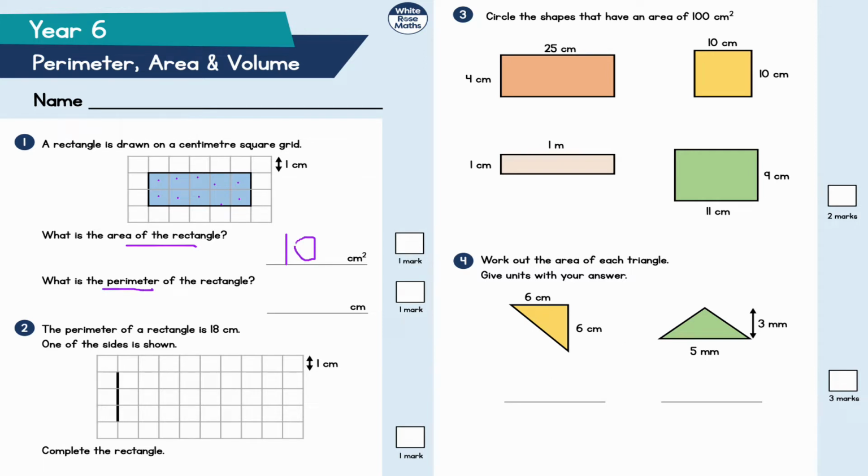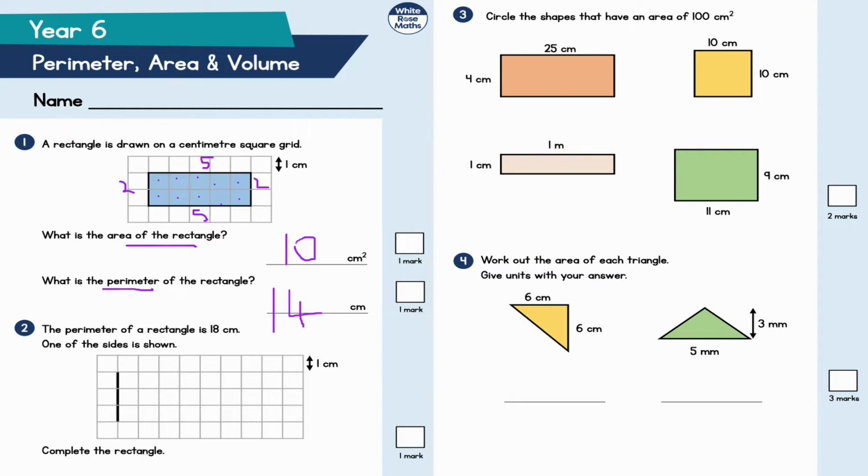What is the perimeter of this rectangle? Perimeter means distance around the shape, so it's 5 by 2. So it's 5 add 2 add 5 add 2. Well, 5 add 5 is 10, 2 add 2 is 4, 10 add 4 is 14. And then the units for perimeter is just centimeters.